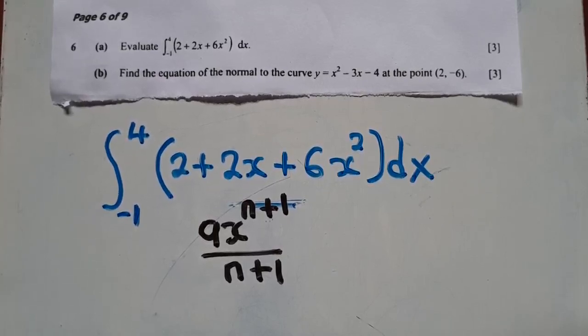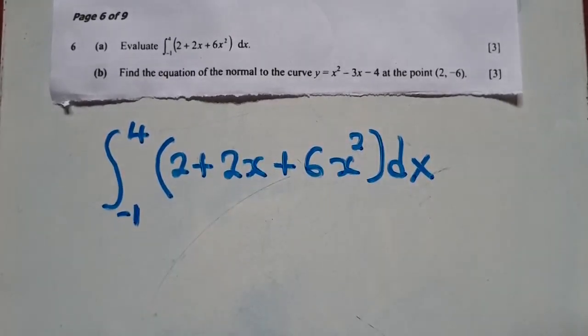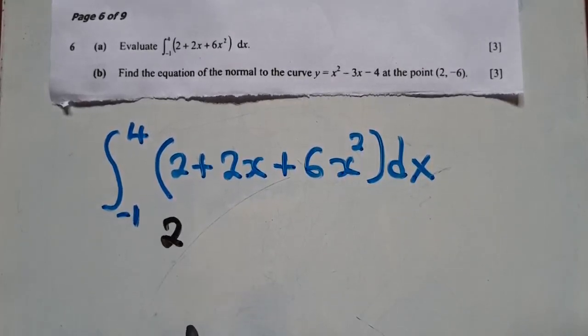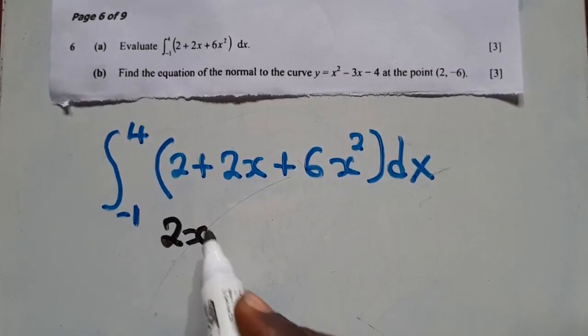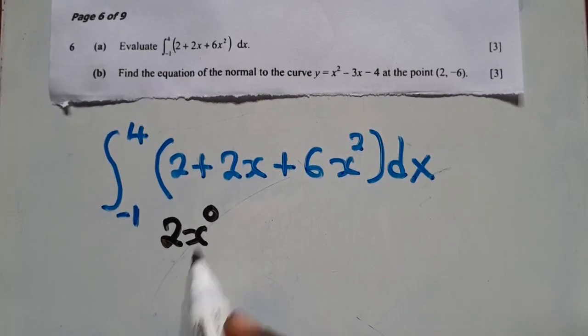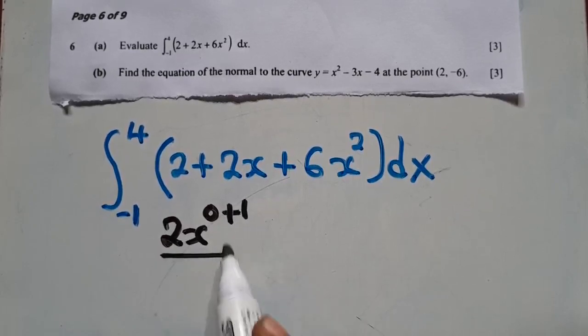So I want you to follow me properly even as I teach you how you can evaluate this. When a number is written like a 2, meaning it is having x raised to the power 0, because you know that any number raised to the power 0 is equal to 1. You add plus 1, then the power comes down, 0 plus 1. This is what you'll be doing.